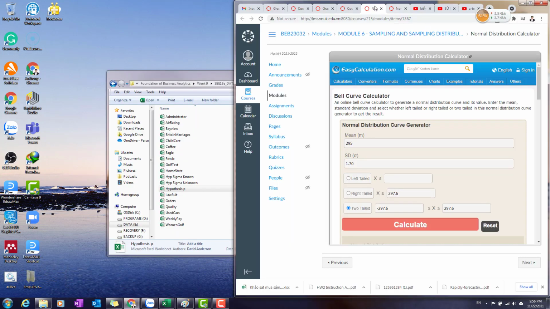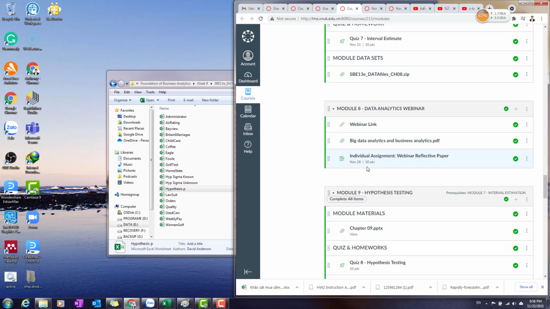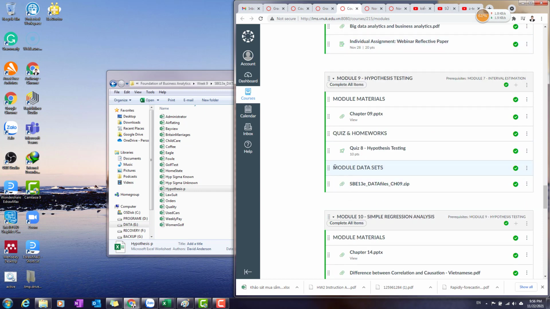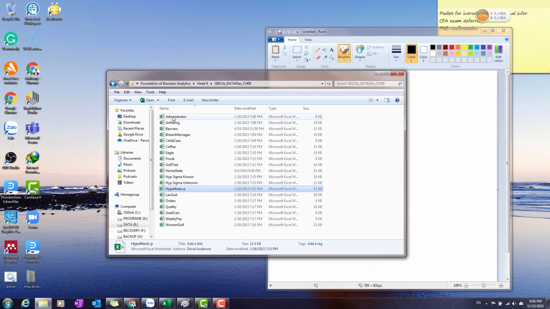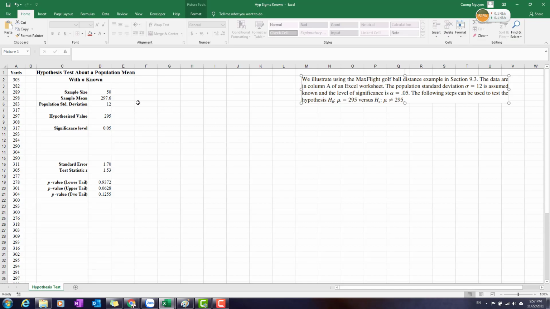To do this, we first go into Canvas, and you can easily download the sample datasets. Just come from the same website, the module datasets, number 9, chapter 9. After you extract it onto your local computer, some datasets will be displayed in your window. In this example, we will first go with the hypothesis sigma known file. When we open it, it's going to look like this.